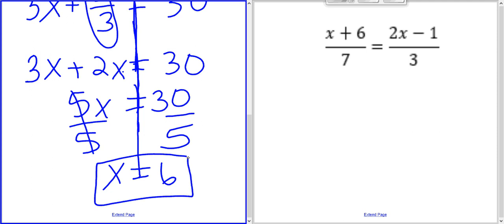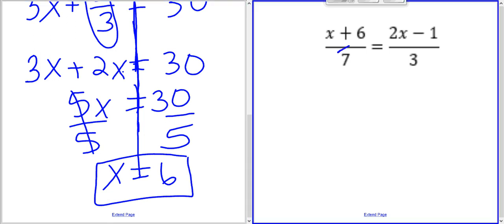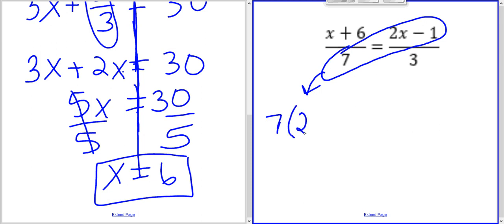Okay, the next one. This one is a lot different than the one we just did. It says x plus 6 divided by 7 equals 2x minus 1. Here you can multiply along the diagonal. I like to think of it like a butterfly, I call it the butterfly method. So we can multiply 7 times 2x minus 1, and we'll put the result on this side. Since I'm multiplying, I'm going to put parentheses around 2x minus 1, and then my equal sign, and then I'm going to do the other side.